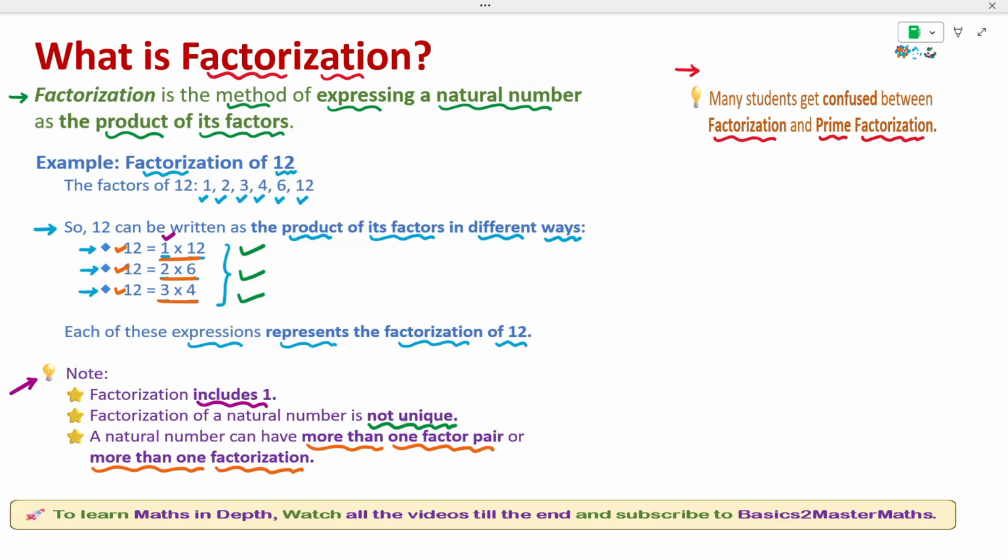Tomorrow, we will see the difference between factorization and prime factorization.